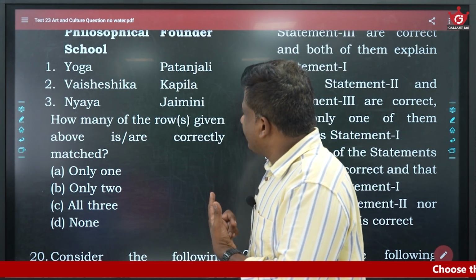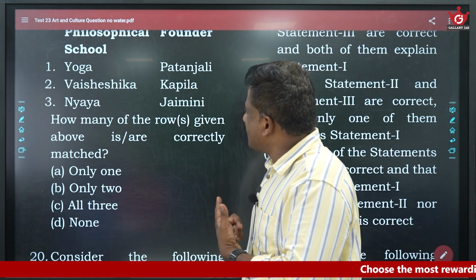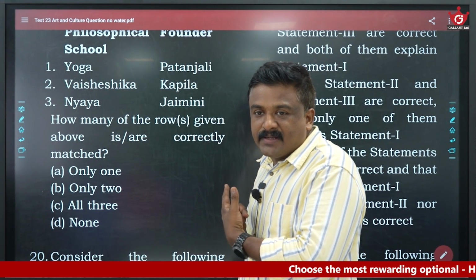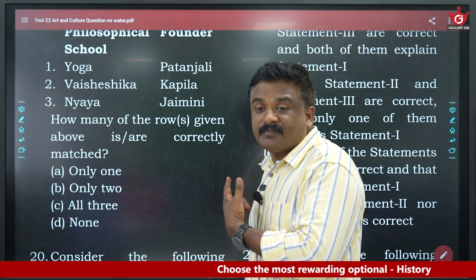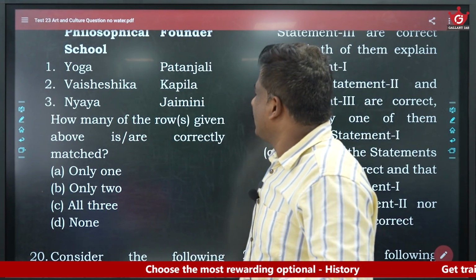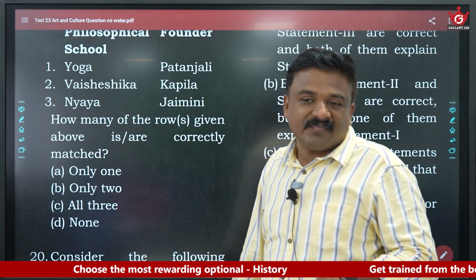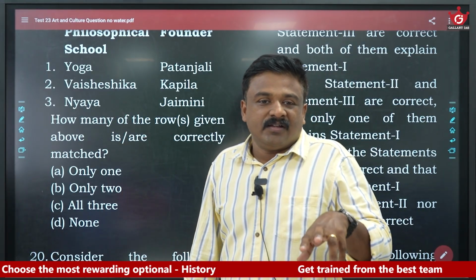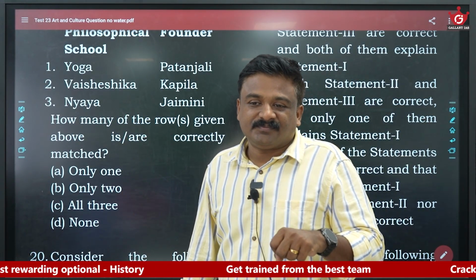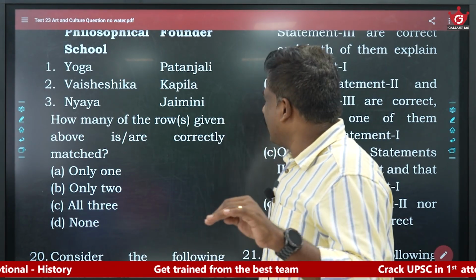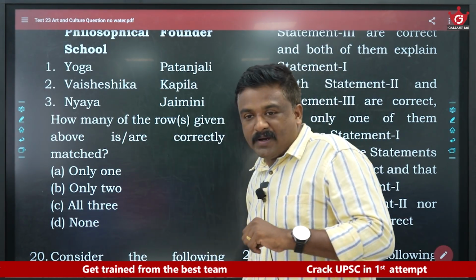Can you make the answer? Come on. Yoga school by Patanjali, Sankhya school by Kapila. Then Vaiseshika school by? Come on, say. What is the answer? Vaiseshika school by? Sage Kanada. And Nyaya school is by?